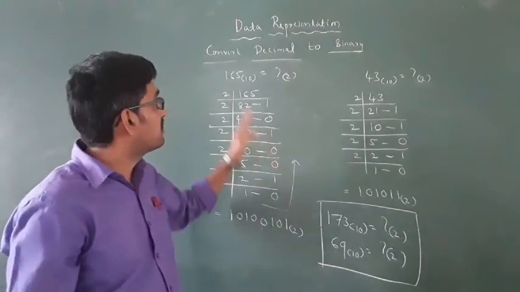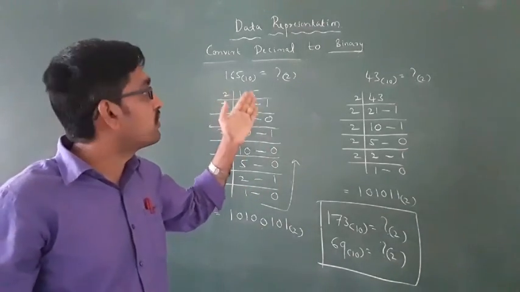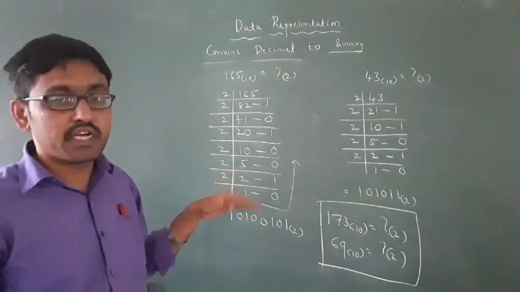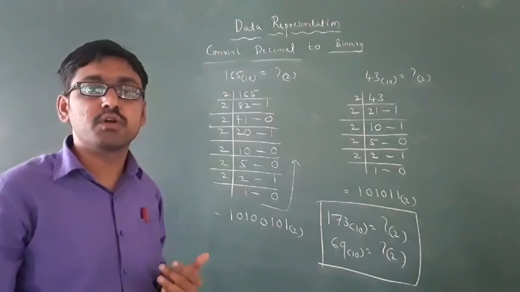This is how to convert decimal to binary. This is the first. Then in the next class we will discuss how to convert decimal to octal.